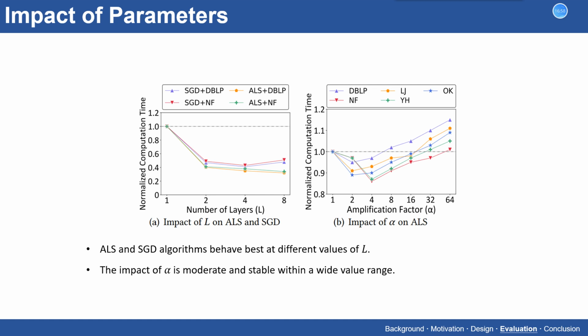At last, we'll explore the impact of two important parameters on the performance of GraBi. They are the number of layers L and the amplification factor alpha. As the left figure shows, the ALS and SD algorithms behave best at different L values. However, setting L as the greatest common divisor of N and D delivers adequate performance for both of the two algorithms. The right figure shows the impact of alpha on the computation time of the ALS algorithm. As it shows, the impact of alpha is moderate and stable within a wide range.